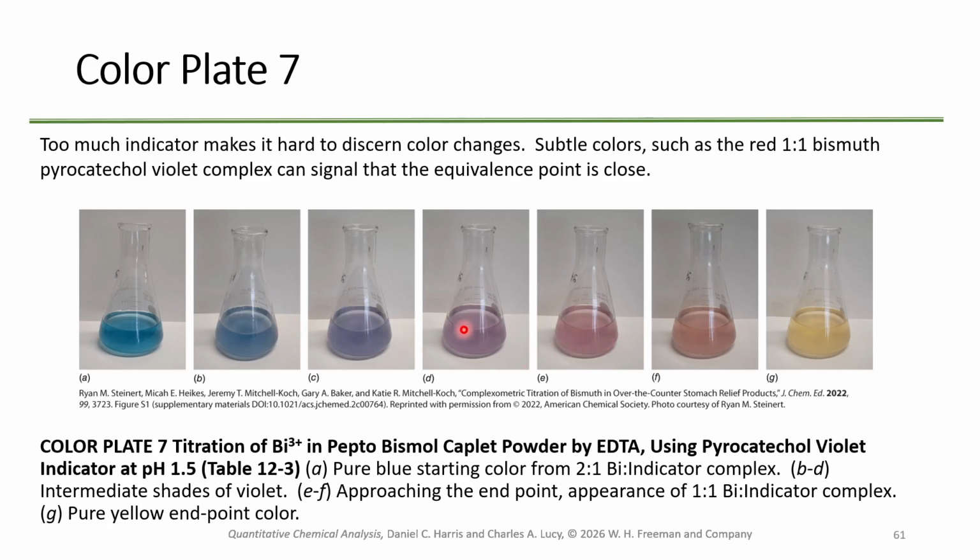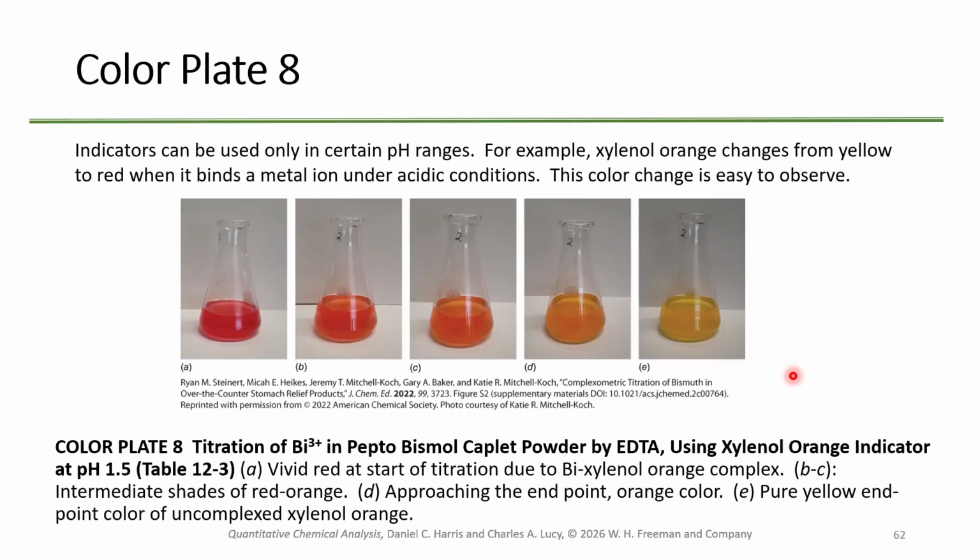Then it approaches the endpoint, where you have this right here, which is the appearance of the 1-to-1 Bi indicator complex. And then you end up at the pure yellow endpoint color. So this warns you, hey, I need to start going drop by drop. If you put in too much indicator, you would not see all this. You would only see this, and then all of a sudden, bam. It's unlikely you'd see anything in between.